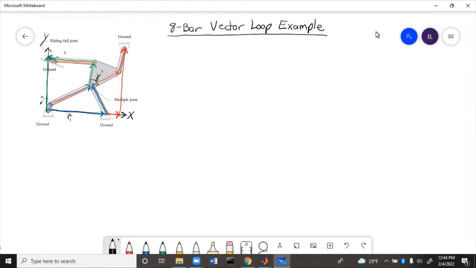So let's say we have R1, R2, R3, R4, R5, R6, R7, R8, R9. R9 is basically going from the origin of the coordinate frame straight up to where the slider intersects. So we'll say the slider vector is R10. And then we need the red ground over here. So we'll have R11 being the vertical and R12 being the horizontal.